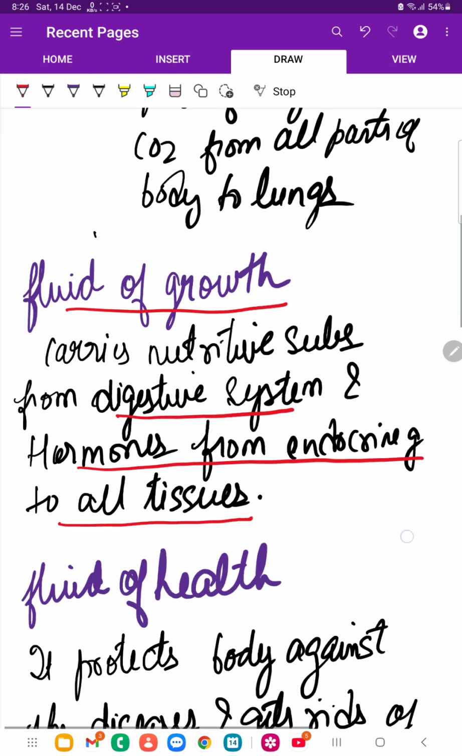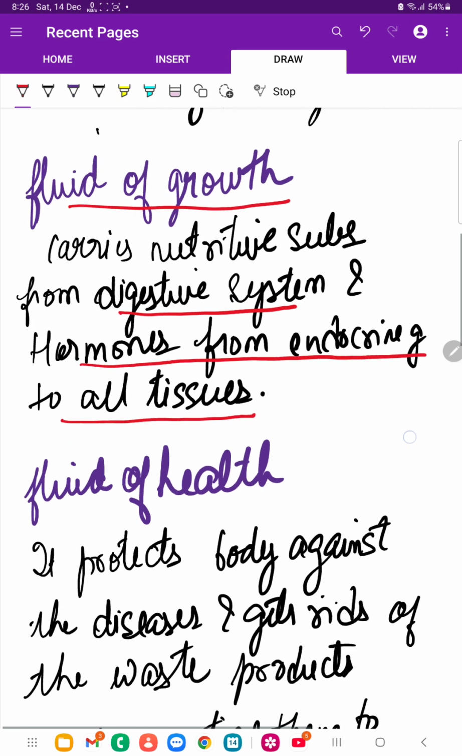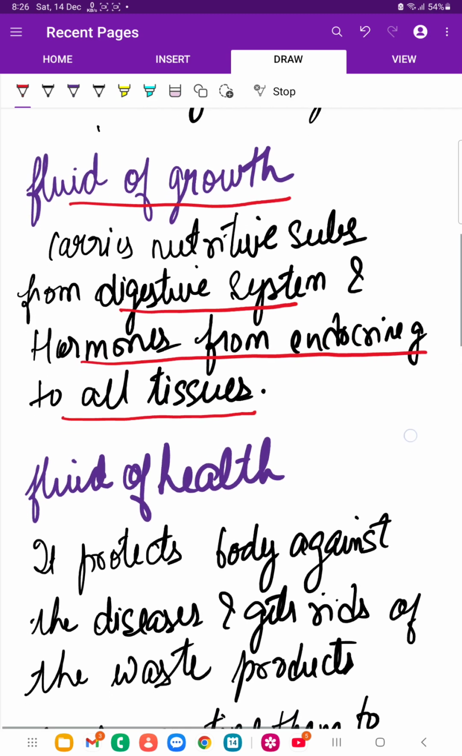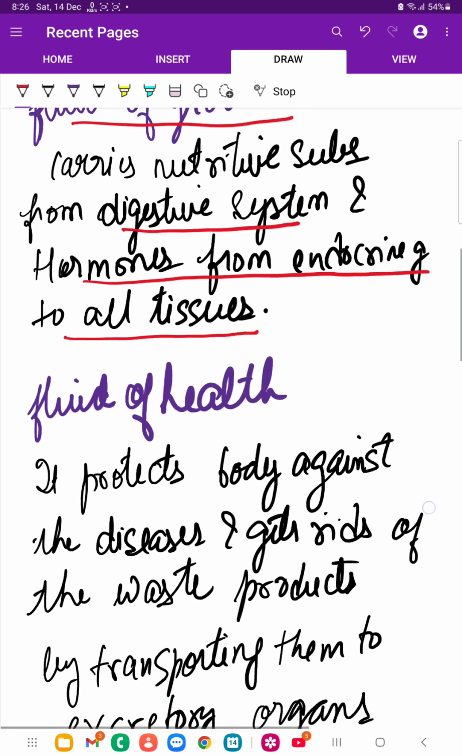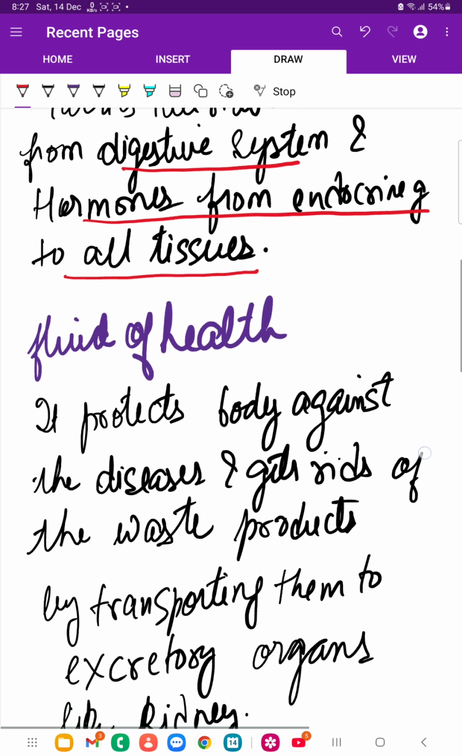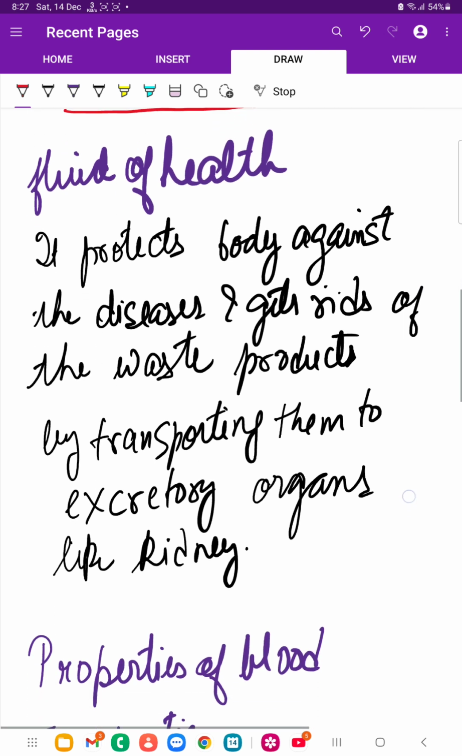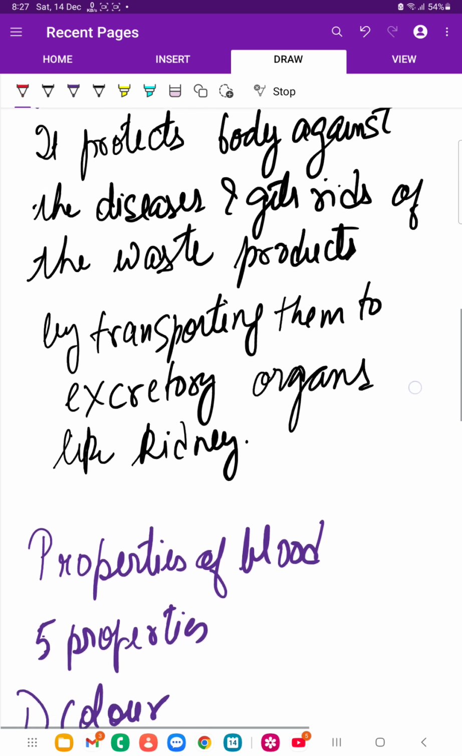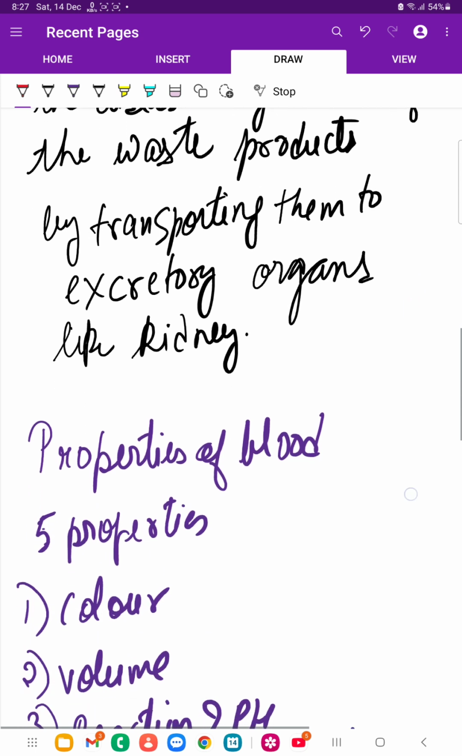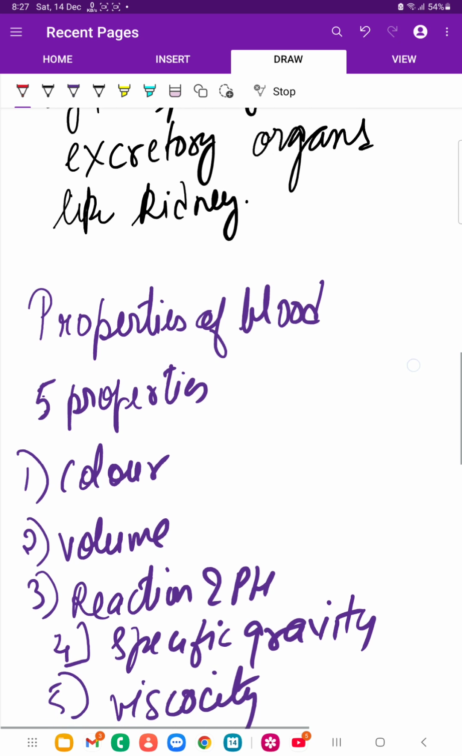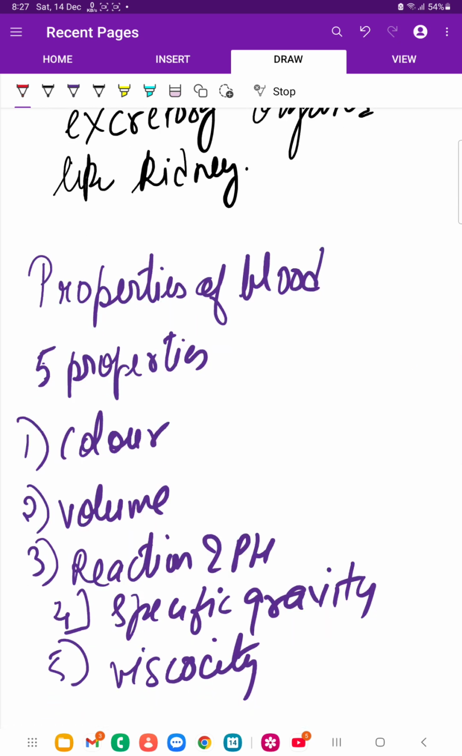It is also said to be the fluid of health because it protects the body against diseases and gets rid of waste products by transporting them to excretory organs like the kidney. Now we will see the properties of blood. Basically, blood has five properties, that is color, volume, reaction and pH, specific gravity and viscosity. Now we will see in detail about these properties.